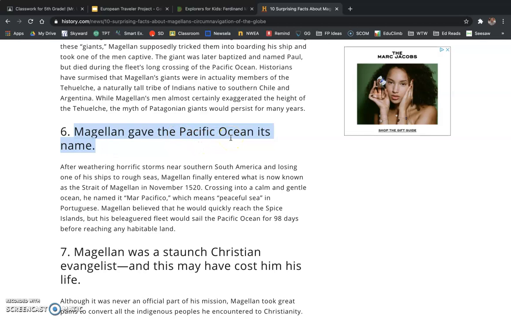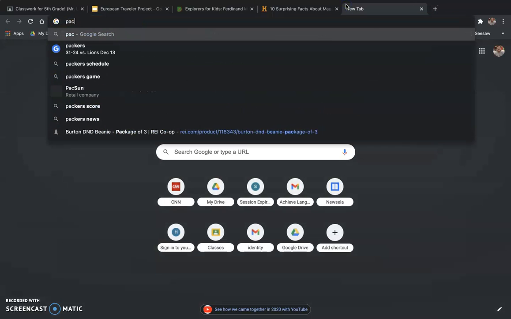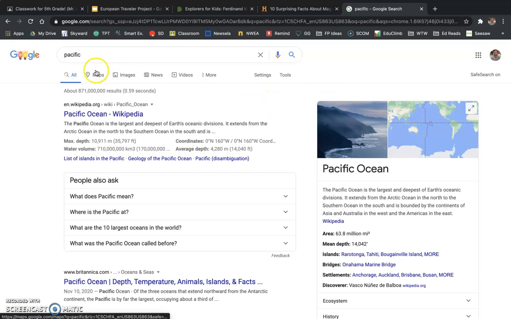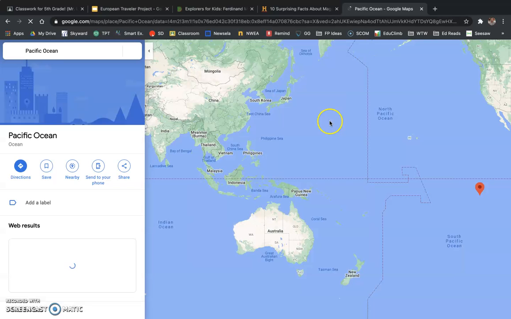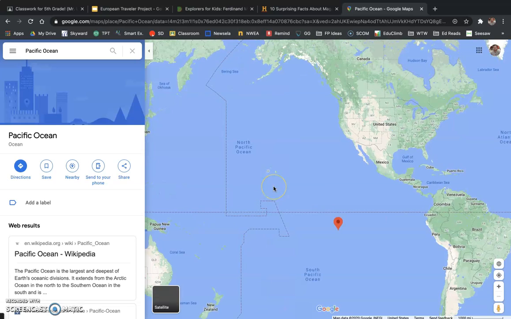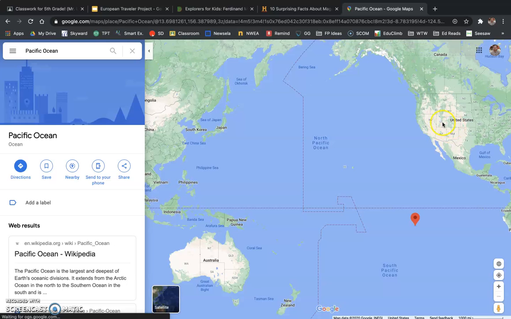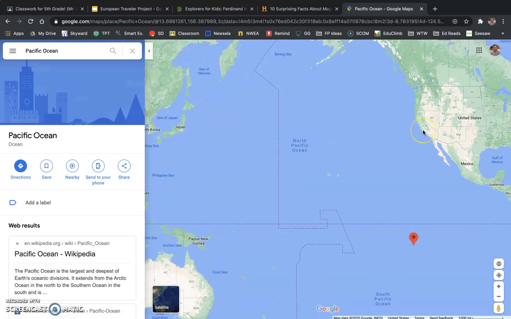If you're somebody who's been to California before, or Mexico, or Oregon, or Washington State, even Canada, there's an ocean there, right? That ocean is called the Pacific Ocean. Bring it up here. Pacific Ocean. It is the biggest ocean on the planet. Here it is. Okay, here's the Pacific Ocean. On one side is the United States. Here's California.